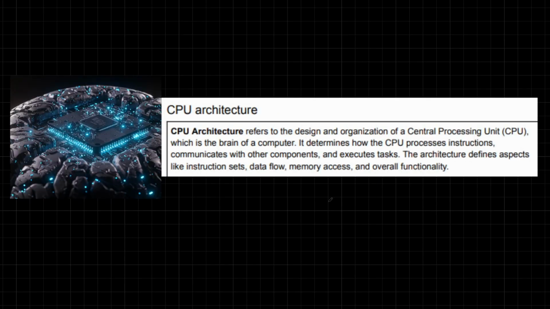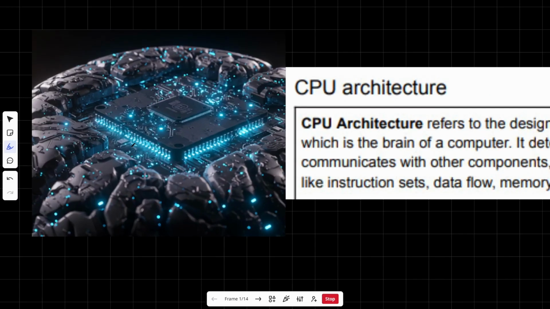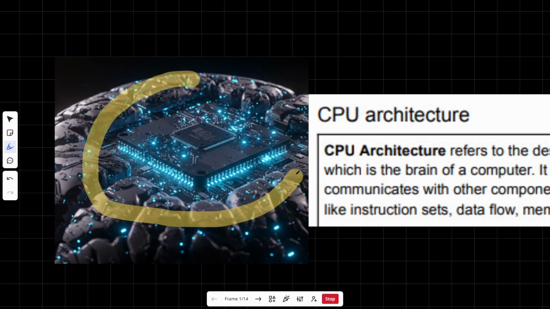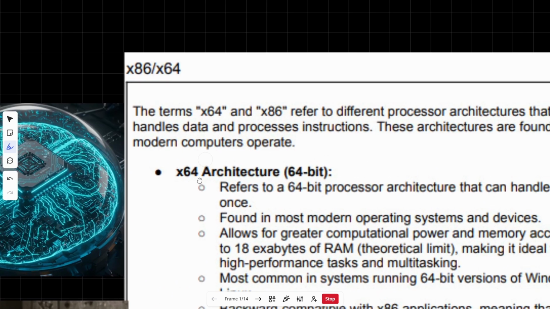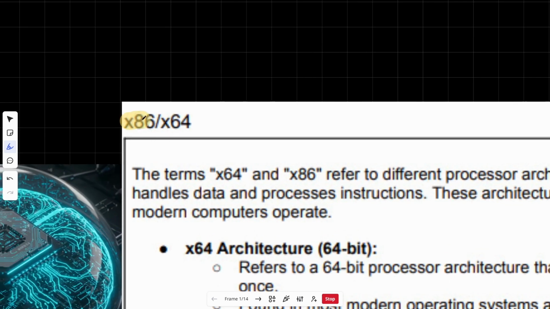Now we're on to CPU architecture. Guys, I'm going to really try to simplify this and break it down. Long story short, different CPUs have different architectures. Some are old, some are modern. Some can do less, some can do more. So what we have is the x86 architecture and the x64.